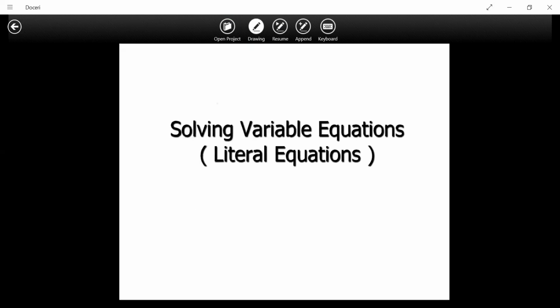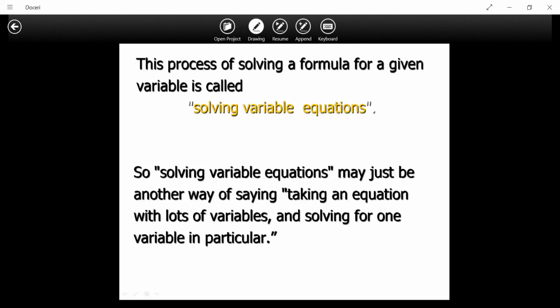Okay, so this is solving variable equations or literal equations. This is the next part I want you guys to write down before we jump into it. The process of solving formulas for a given variable is called solving variable equations or literal equations. So solving for variable equations may just be another way of saying take the equation with lots of variables and solve for one variable in particular.